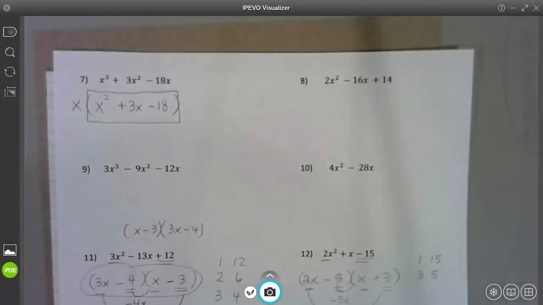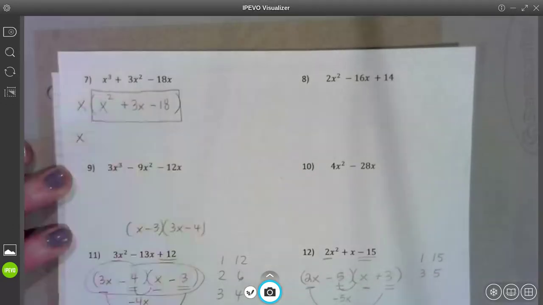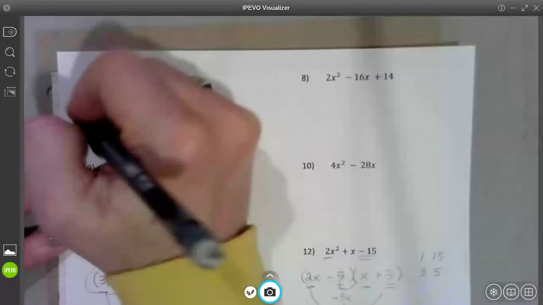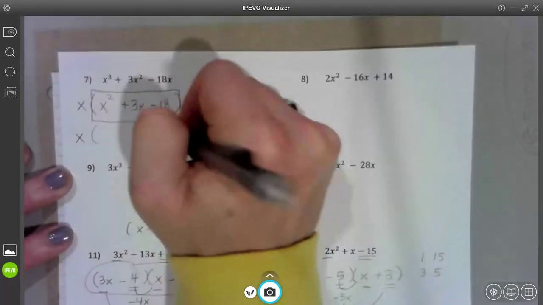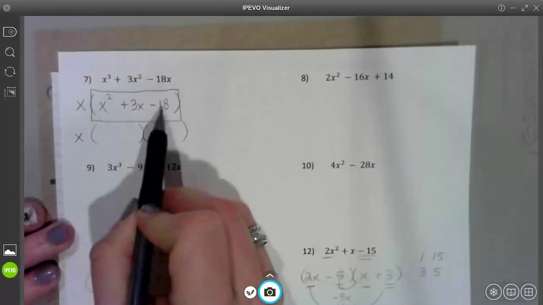So what you do now that you've taken the GCF out, you're going to bring the GCF down because he's part of your answer. Now you're going to treat this like a brand new factoring problem, and you're going to try and factor it into 2 more pieces. Now you're going to try and find 2 factors that multiply to this, all right?